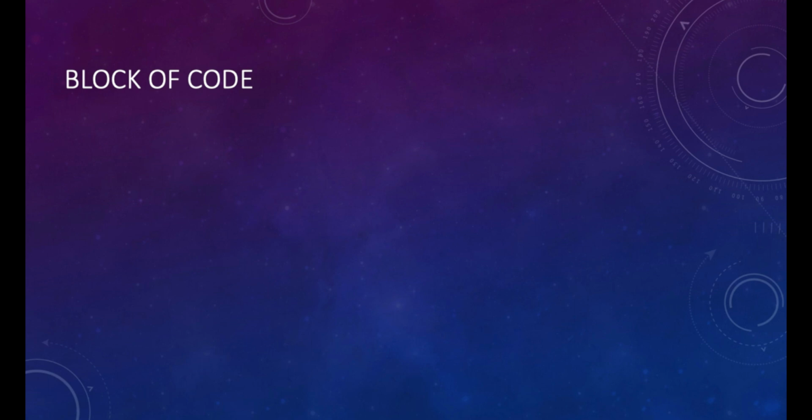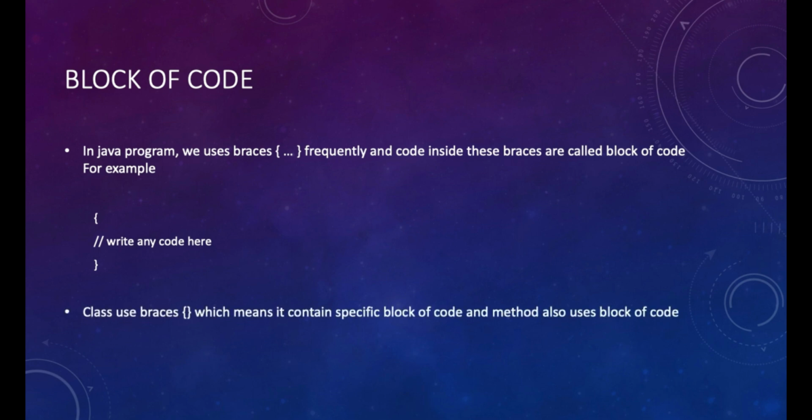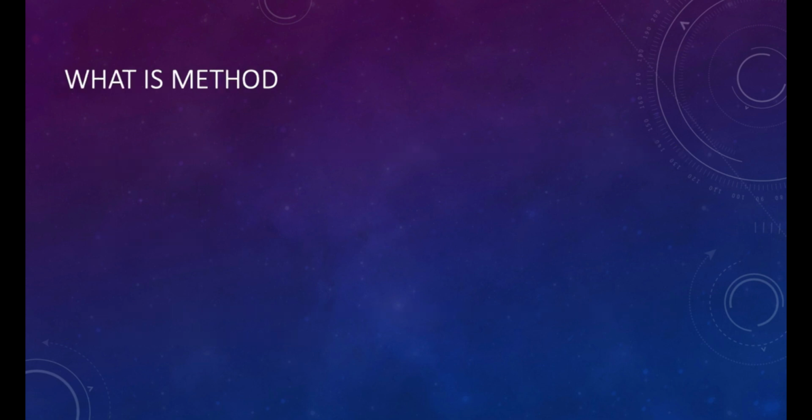Before covering the main method, you have to know what a block of code is. In a Java program, we use braces frequently and the code inside these braces is called a block of code. The example of code is given below. So a class uses braces, which means it contains a specific block of code. Similarly, a method uses a block of code. So that is the meaning of block of code. Before going to the main method, you have to understand what a method is in Java.